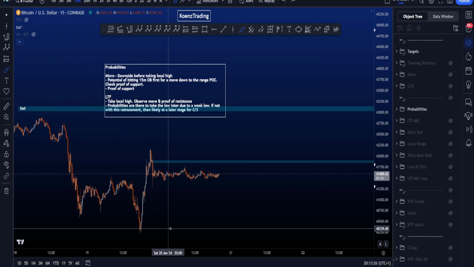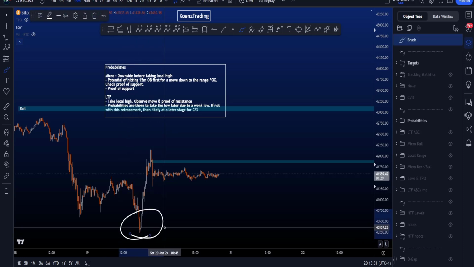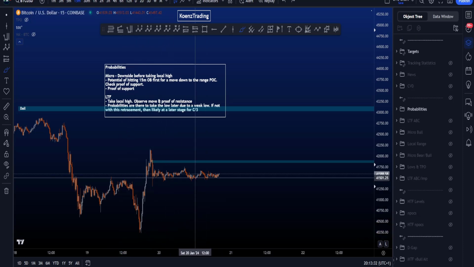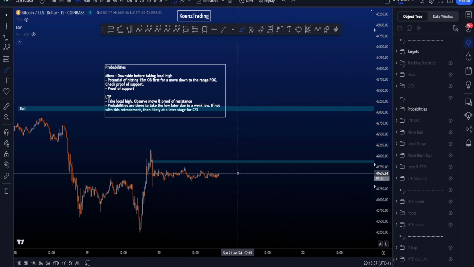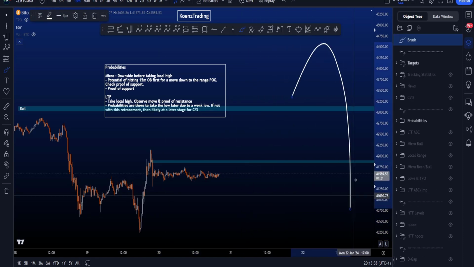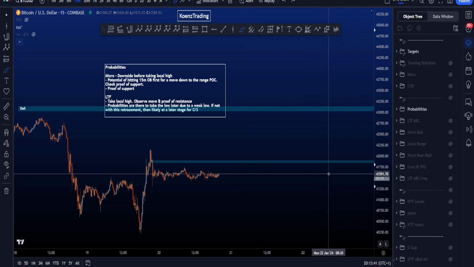Probabilities are there to take this low as explained because of this being a poor low, right? If not with this retracement and then an ABC like this, for example, right, then likely at a later stage with a wave C or a wave 3 to the downside.